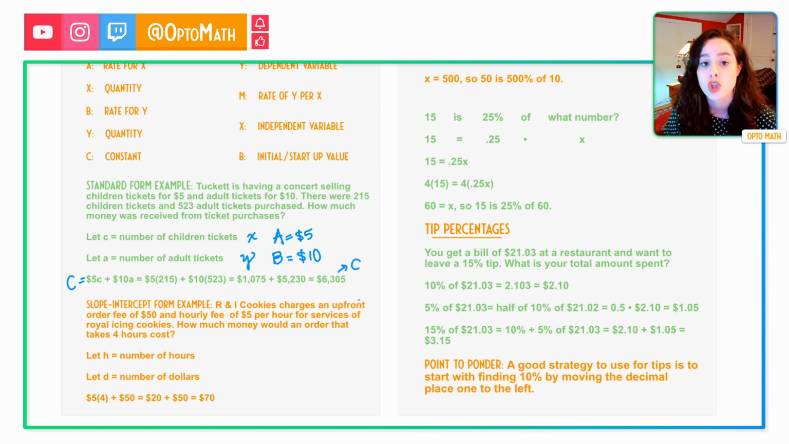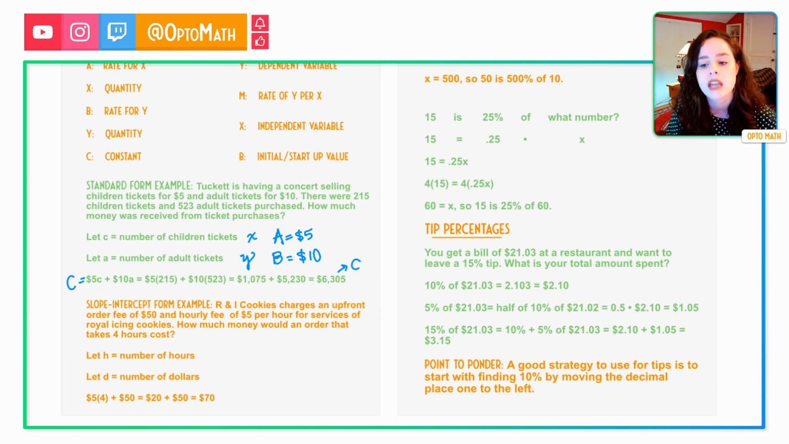Let's take a look at our slope-intercept form example. R&I Cookies charges an upfront order fee of $50 and hourly fee of $5 per hour for services of royal icing cookies. That's pretty cheap, man. I mean, these suckers go for like $1.50 a piece. R&I is the place to go. Anywho, how much money would an order that takes 4 hours cost?